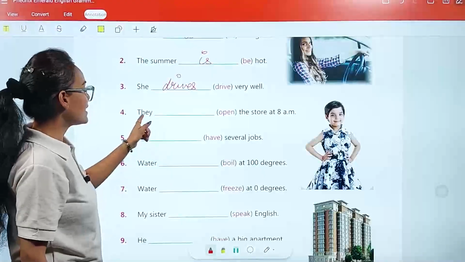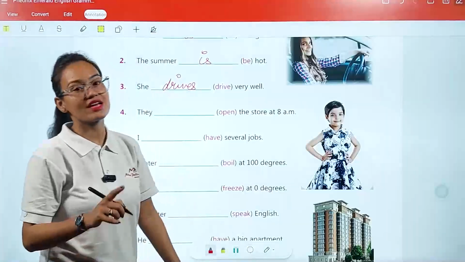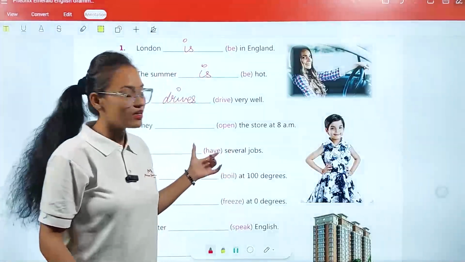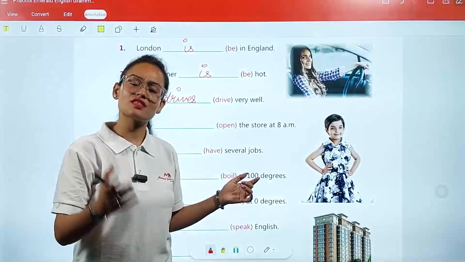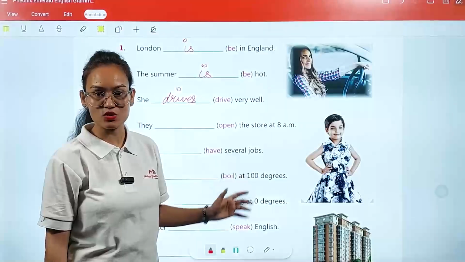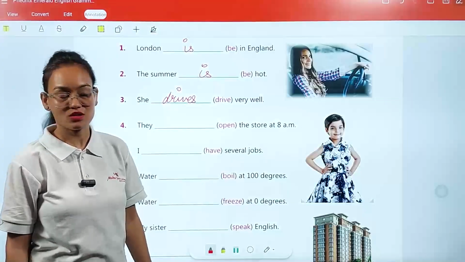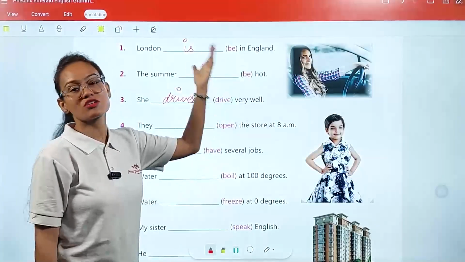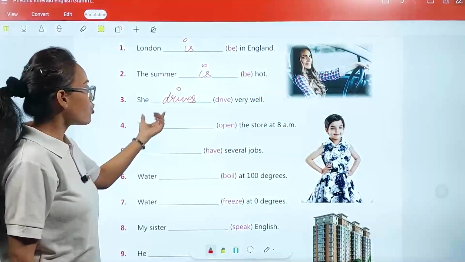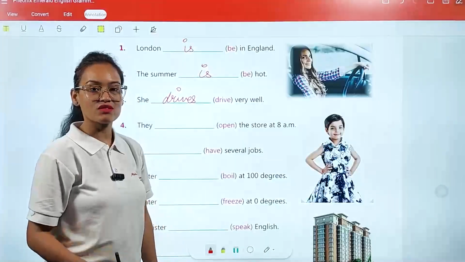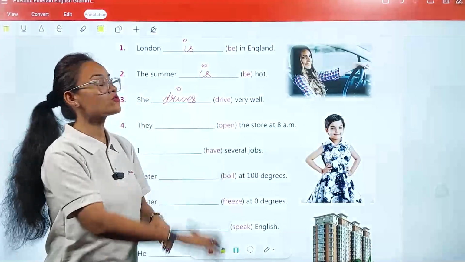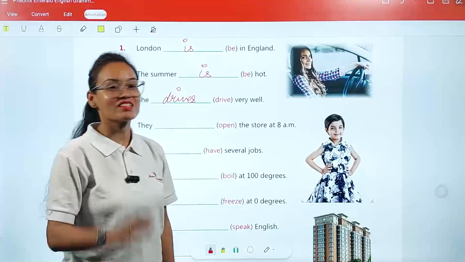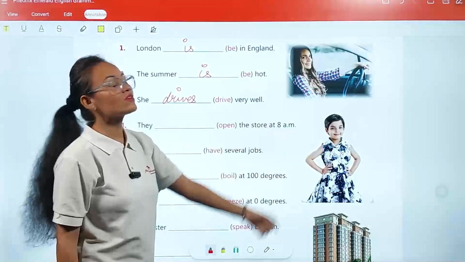Fourth one, they, open the store at 8 a.m. See, my dear students, sometimes in any type of tense, maybe future, past, or present, we are not going to change the form of the word. Here in this sentence, open is a verb. Is it correct: they opening the store at 8 a.m.? Or they opened the store at 8 a.m.? Which is correct? The third one. They opened the store at 8 a.m.